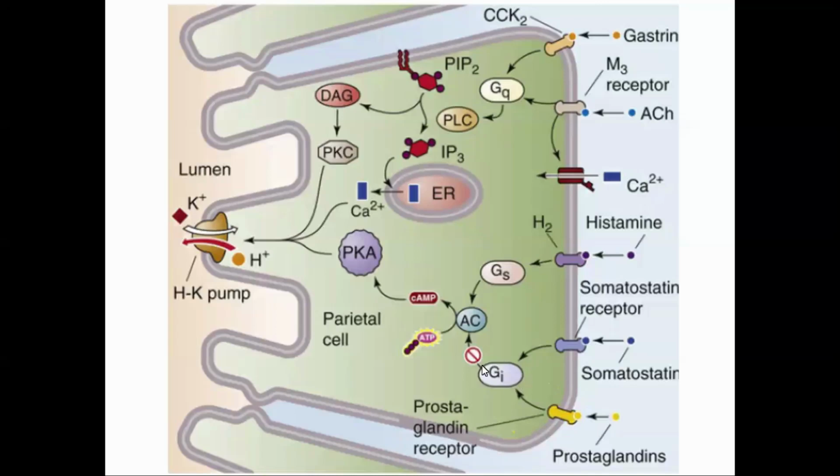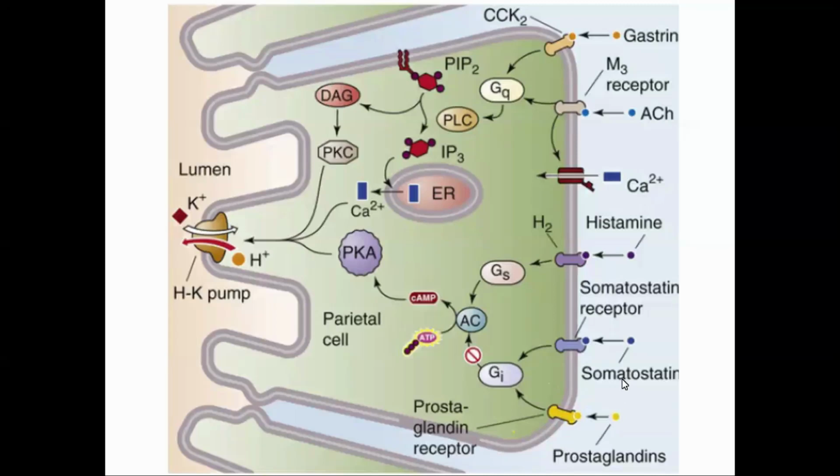Okay, it will activate the GI. When GI is activated, it will cause inhibition of the adenylyl cyclase. When adenylyl cyclase is inhibited, the tubular vesicles will not be fusing to the lumen of the parietal cell. Likewise, prostaglandin also inhibits the adenylyl cyclase enzyme. So these two are inhibitory.